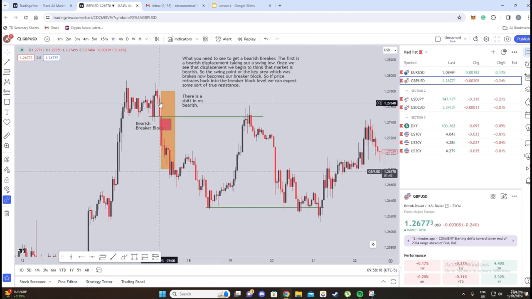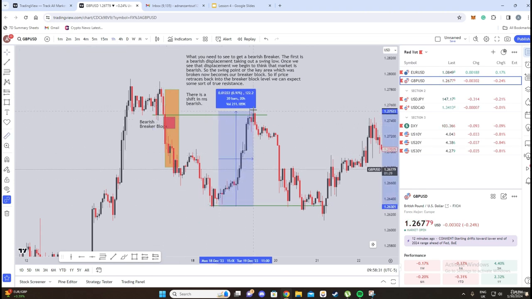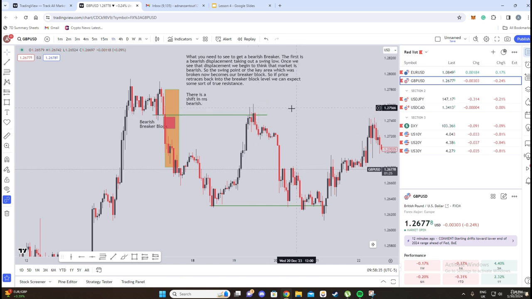So again, one last time for the bearish breaker. Price trades below this key area as the swing low with a displacement. So this swing low which got violated by this displacement now becomes our breaker. So price will go all the way up to this breaker block level, and now it's acting as true resistance. As you can see, a couple wicks higher, but nothing crazy, before price went all the way lower, taking out this sell side liquidity.